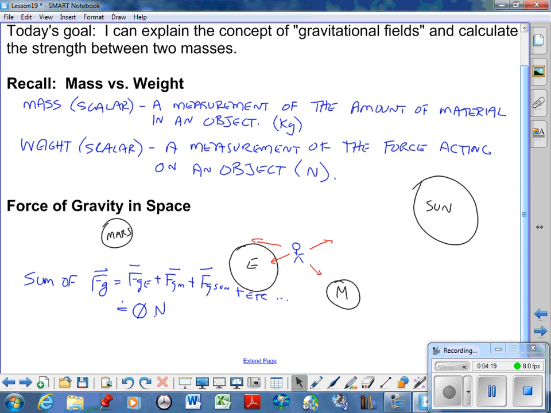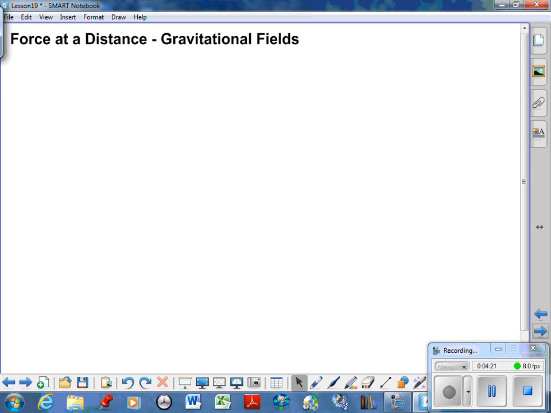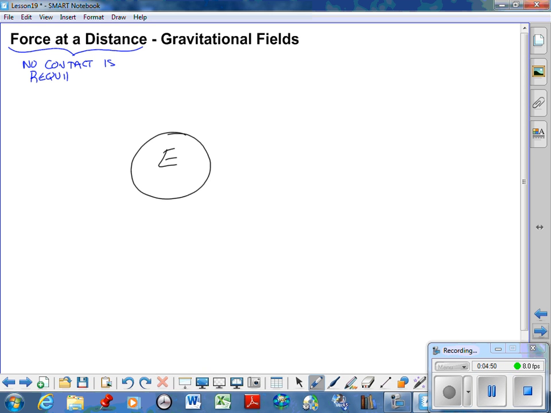So let's talk about forces at a distance first. I said that if you're on Earth, force due to gravity decreases as you move outward. Now we know that force at a distance means that no contact is required. The Earth does not have to touch you in order to exert its gravitational force.